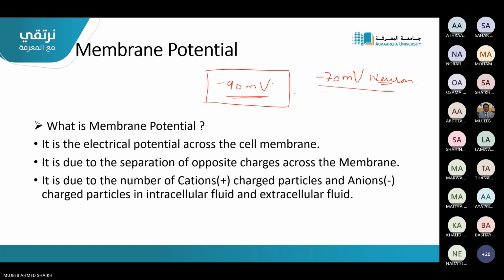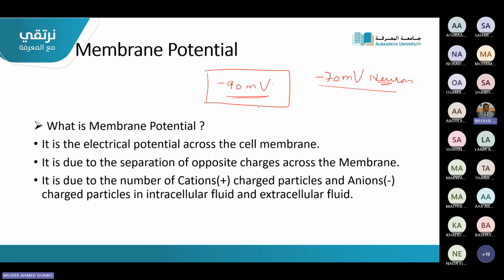Yes, because of the unequal distribution of the charges and because of the permeability difference, there appears to be some potential. This potential is known as resting membrane potential because it is at rest, because the cell is not active. This cell is normal, or in a state of non-action. If the cell goes into action, we will have some different activity, which we will discuss later on.